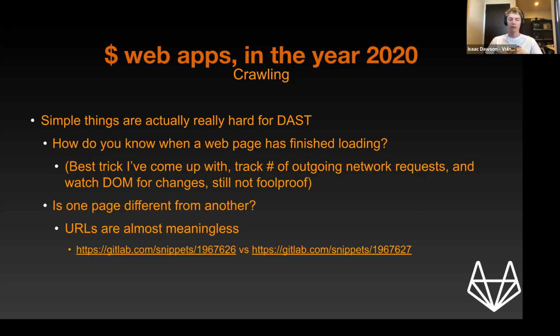In a lot of cases, like this example of the snippets, would you consider these two snippet pages different? I mean, they kind of are, but when you're thinking about doing attacks, it's not really different because it's the same core backend code that's being called. It's just a different URL. But again, for a DAST tool, that could be a completely different page that needs to be tested. So you're going to be wasting a lot of cycles attacking these that are literally calling the same backend code.